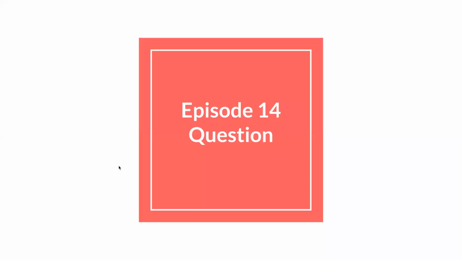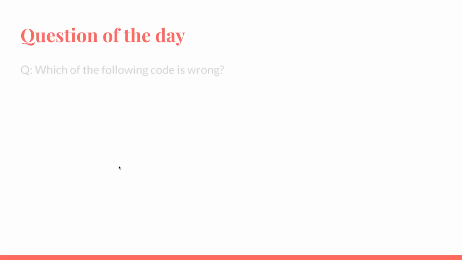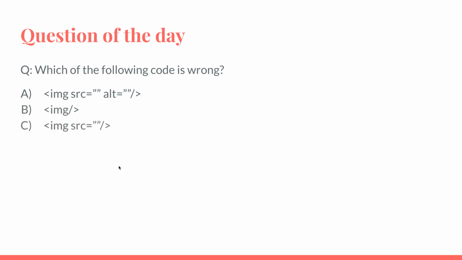Let's look at a question for this episode. Which of the following code is wrong? A, an image tag with source and alternative attributes. B, only the image. C, image with source attribute. Feel free to type your answer down in the comment section.